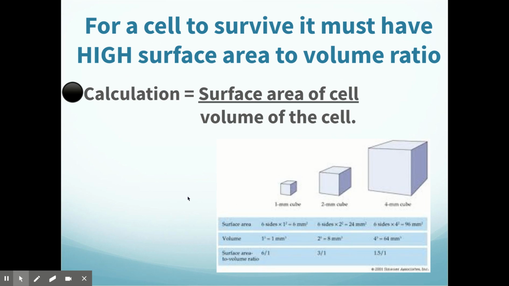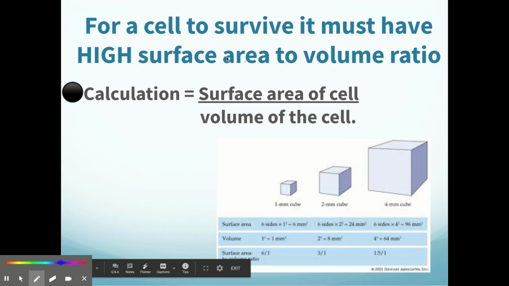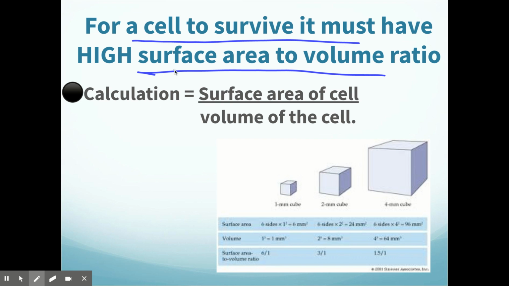Okay, so in regards to cell size and how big or how small a cell is, for a cell to survive, it must have a high surface area to volume ratio. So this is key. I would write this down right here. And you should be able to do a quick calculation. It's not any crazy hard math. Surface area divided by the volume of the cell. You want whatever number you get when you do the calculation to be quite big.